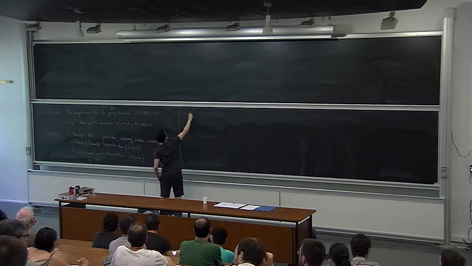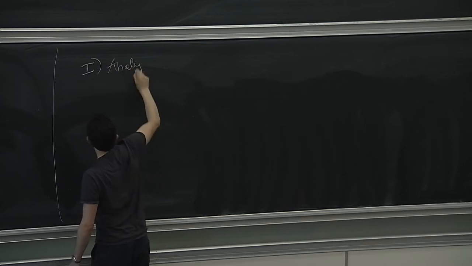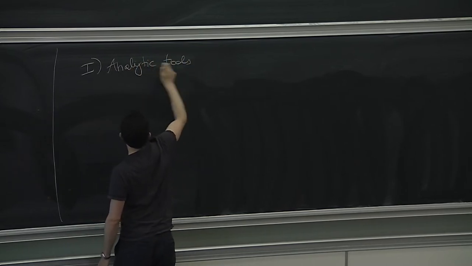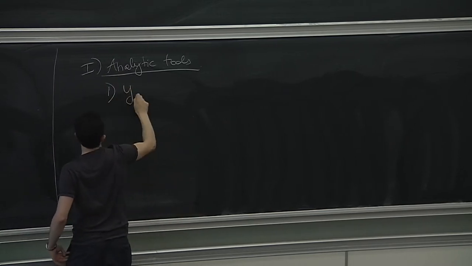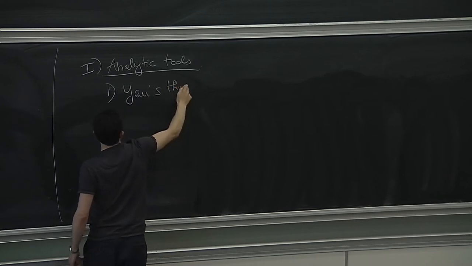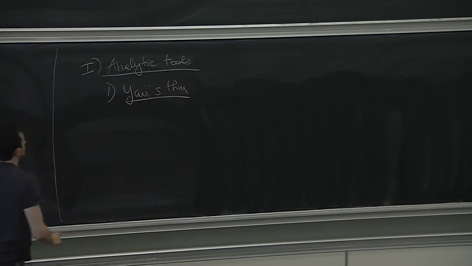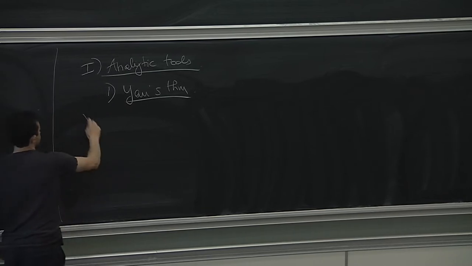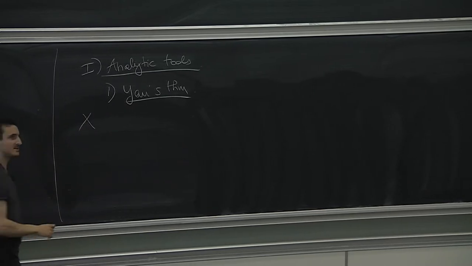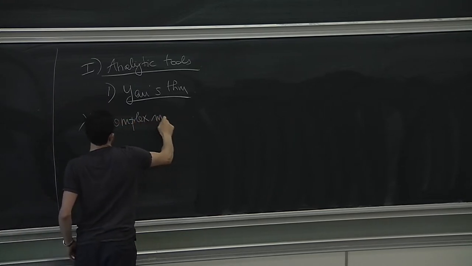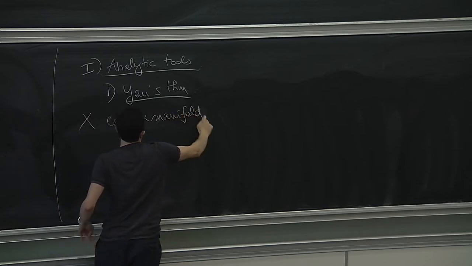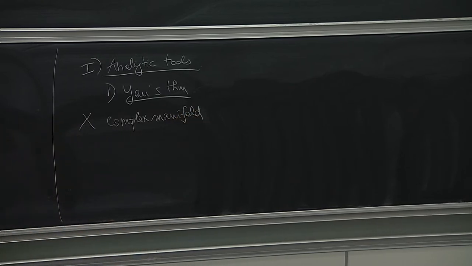So, analytic tools. And as I was saying, the first part is about Yau's theorem. So very briefly, in everything that will follow, X will be, at this point, just a complex manifold. And as the talk progresses, X will have more structure. It will be compact, Kähler, and with c1 equals 0.